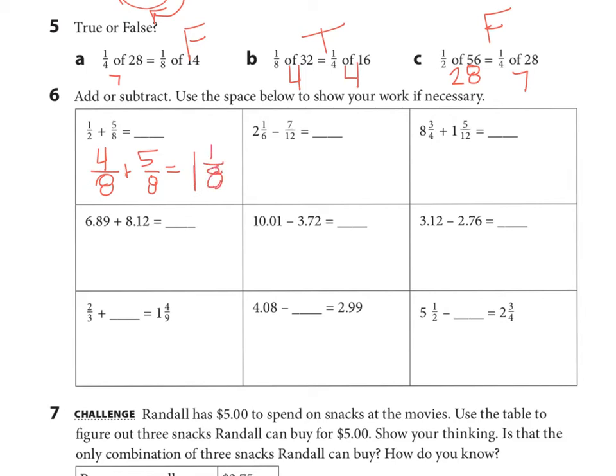Next one, 2 and 1/6 minus 7/12. So I know 1/6 is the same as 2/12. And so 2 and 2/12 minus 7/12. So here I'm going to have to change that mixed number. I'm going to have to take 1 from the whole number and change that to 1 and 14/12 minus 7/12 equals 1 and 7/12.